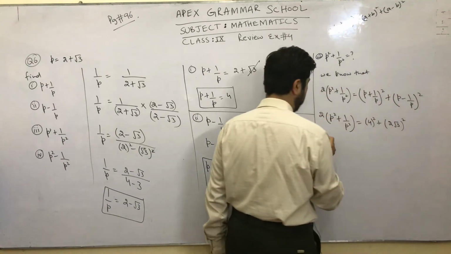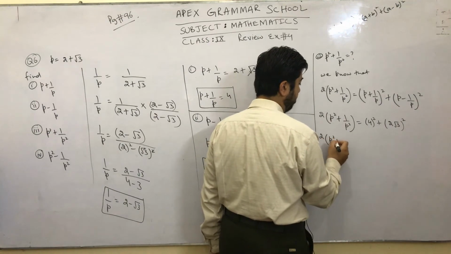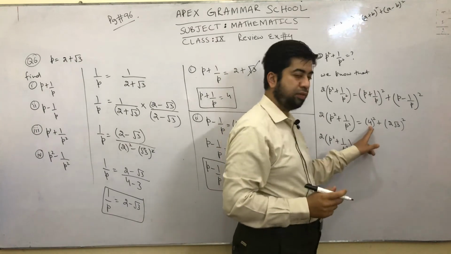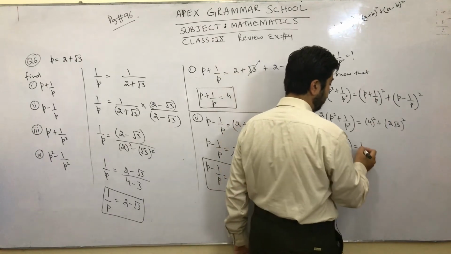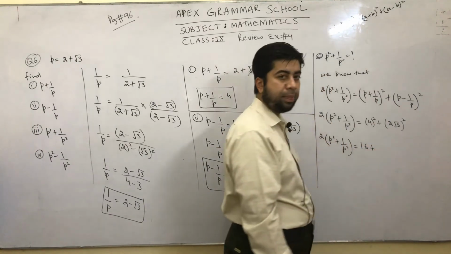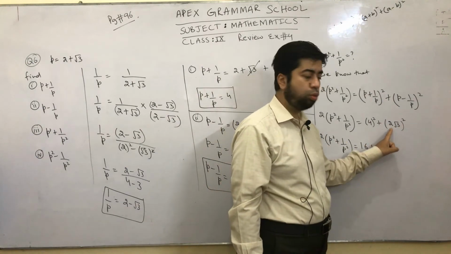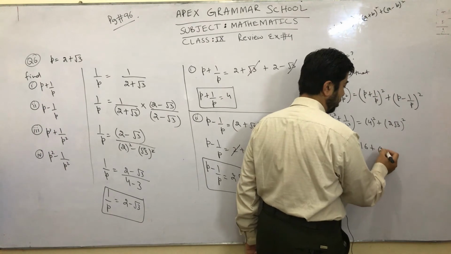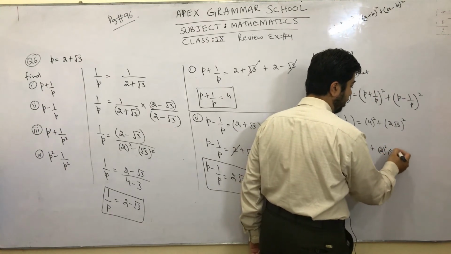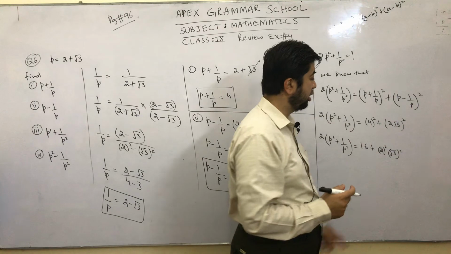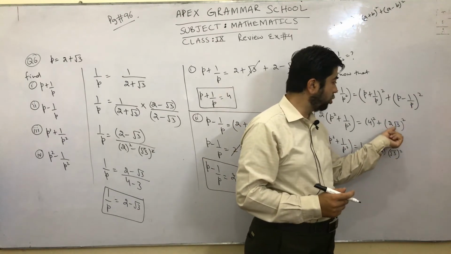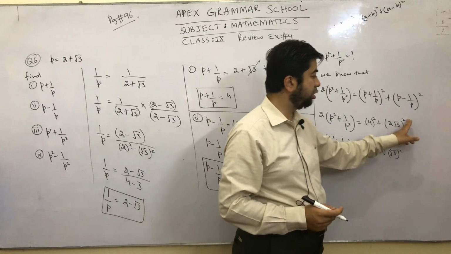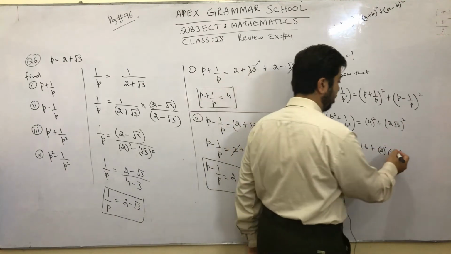And it contains square. Again 2 into p square plus 1 over p square is equal to, what is 4 square? That is 16 plus, apply square on both 2 and square root 3. So 2 square and then square root 3 whole square. Just separate it because 2 and square root 3 are going to multiply here. So in multiplication case, you can distribute the power which is combined.